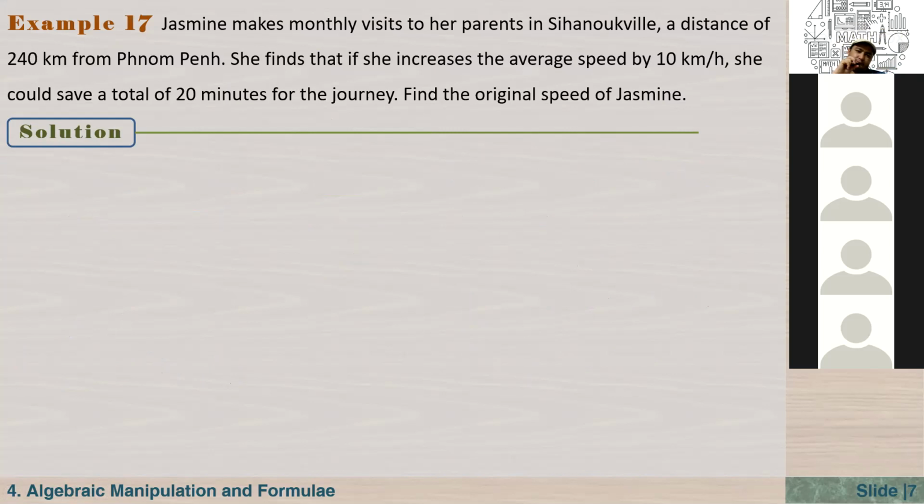Okay. Jasmine makes monthly visits to her parents in Sihanoukville, a distance of 240 kilometers from Phnom Penh. She finds that if she increases the average speed by 10 kilometers per hour, she could save a total of 20 minutes for the journey. Find the original speed. There are a lot of questions similar to this. Okay, if you really understand this problem, you can solve a lot of similar questions.